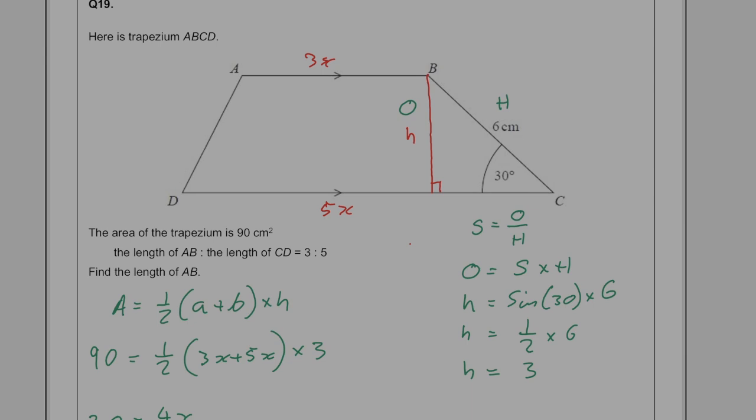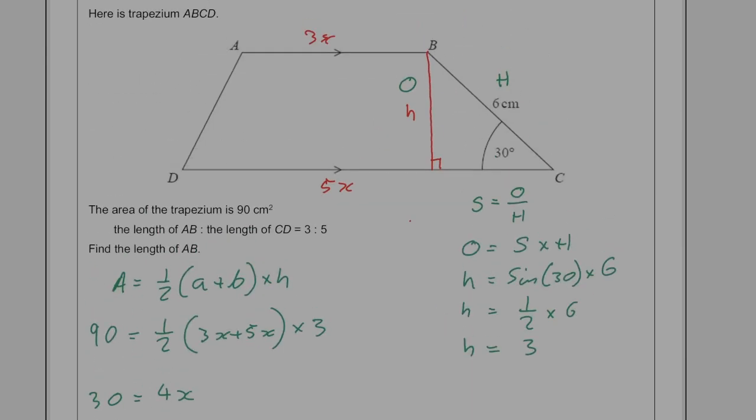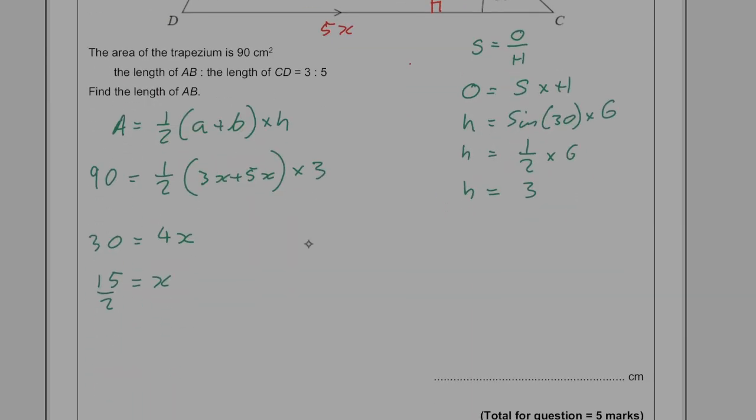Right, we didn't actually want x though. We want the length AB, which is 3x. So I'm going to say that 3x is going to be equal to 3 lots of 15 over 2, which, if I say that's 7.5, is going to be 7.5, 15, 22.5. Is it 22.5?